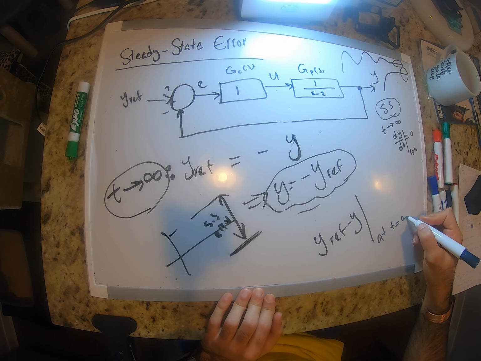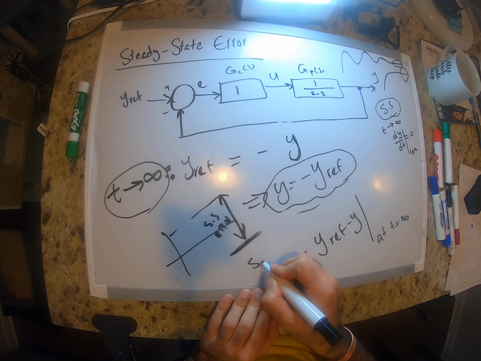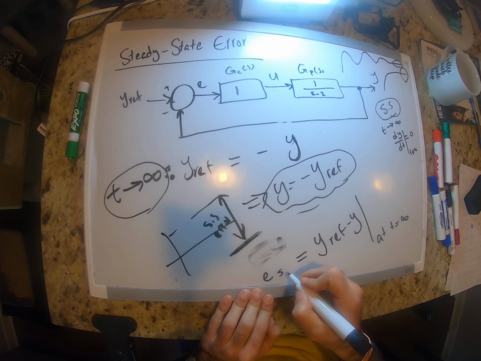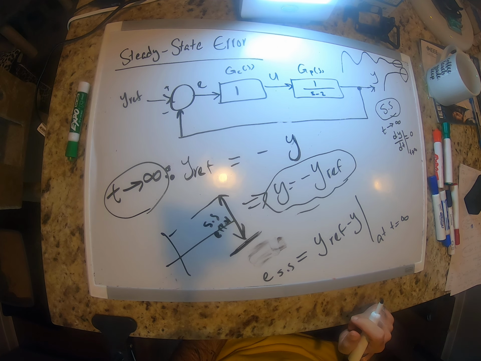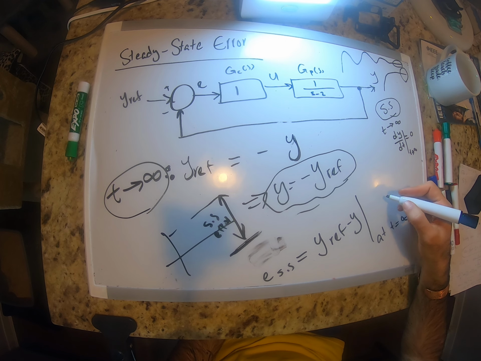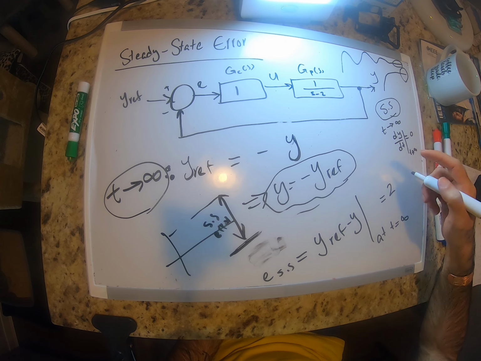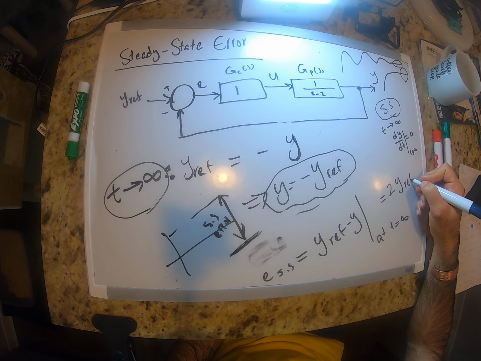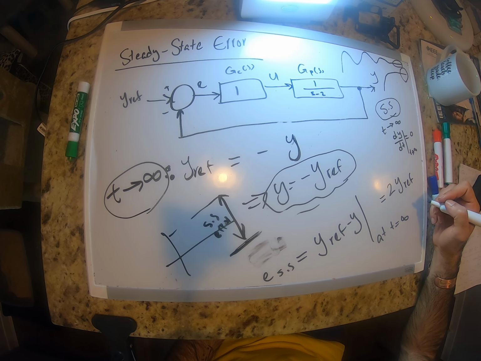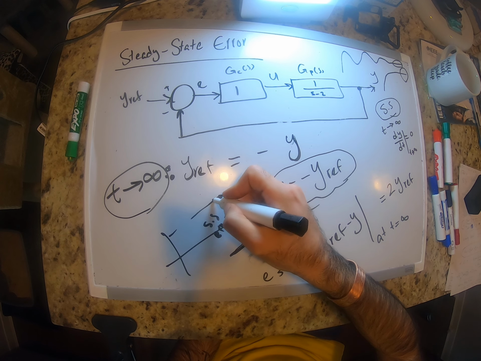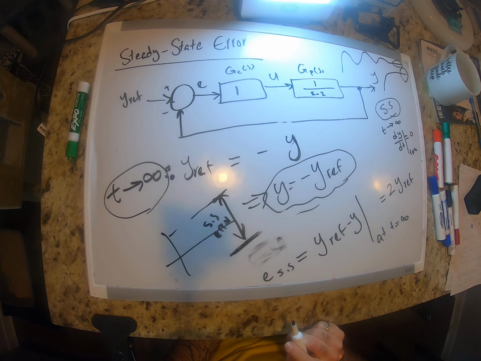At t equal to infinity, this is called a steady state error. Let me call it E of a steady state. In this case, it's going to be equal to 2 times the value of y reference. So we basically have 200% error. We wanted to reach here, we reached here. That's not ideal, right?